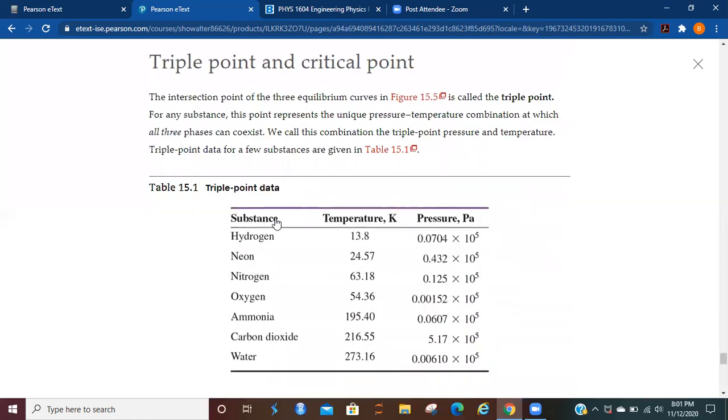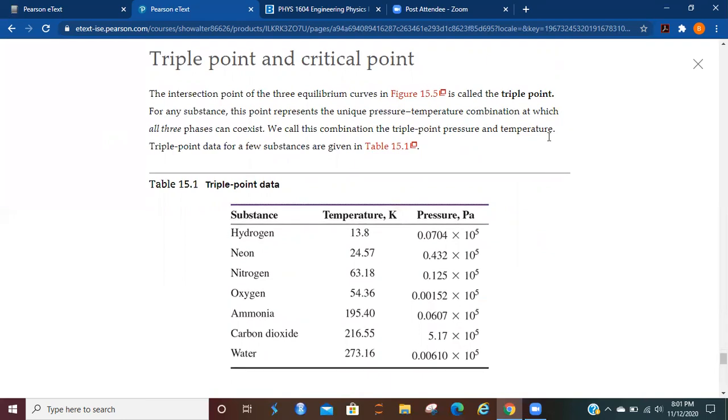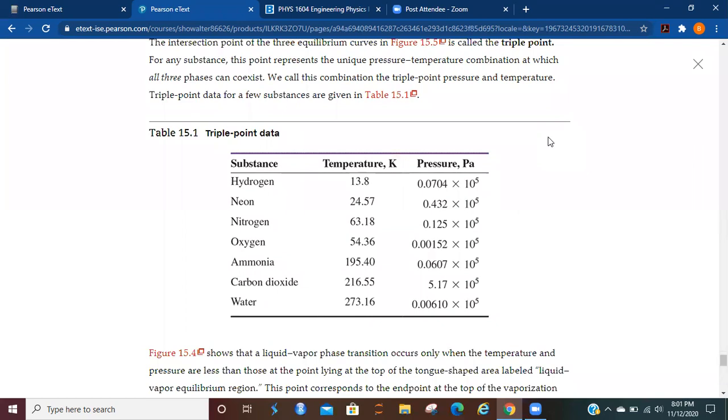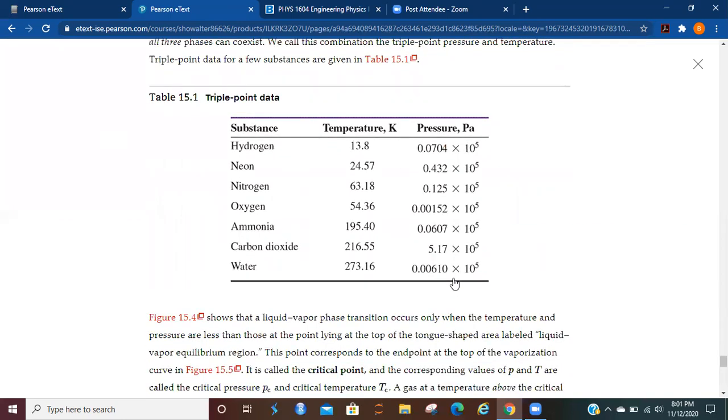So triple point and critical point. The intersection point of the three equilibrium curves is called the triple point, which we just went over. For any substance, this point represents the unique pressure-temperature combination in which all three phases can coexist. We call this combination the triple point pressure and temperature. Triple points for several of these different substances are given here in this particular table.